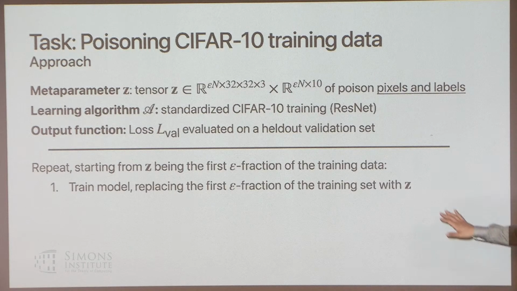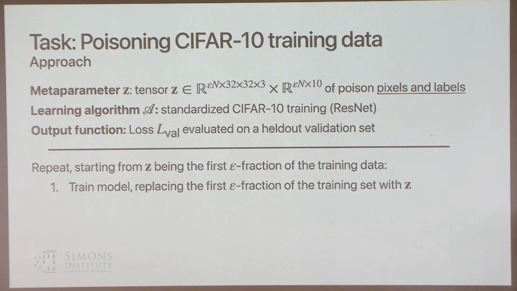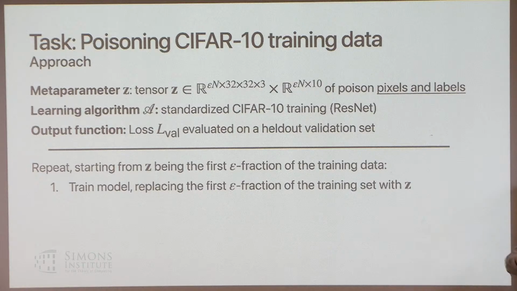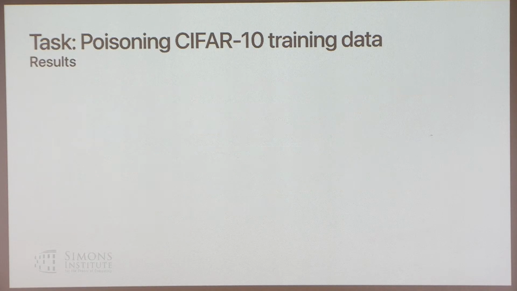Okay, and this is our algorithm. We're going to train a model, replacing the first epsilon fraction of the training data with our meta parameter z. Right? So we're optimizing over these epsilon n poison points. We're going to take those epsilon n poison points and just replace the first epsilon n points in the data set by whatever we're optimizing. Then we're going to train a model normally. We're going to calculate the metagradient, and we're going to do this update. Okay, and this is actually not simplified now. This is just the full algorithm. And we're going to repeat this over and over again.